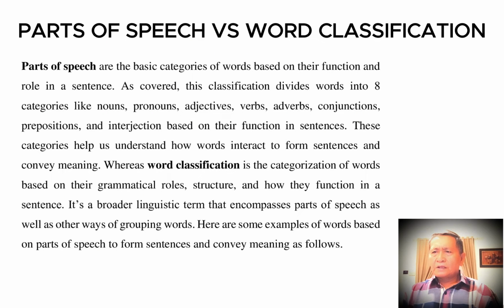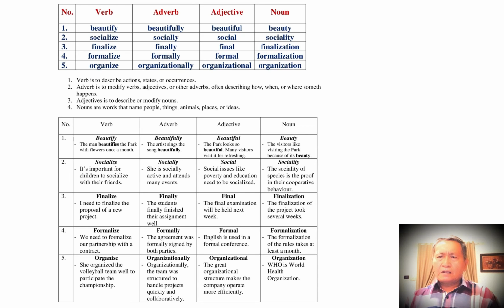Here are some examples of words based on the parts of speech to form sentences and convey meanings. There are 4 categories of words: verb, adverb, adjective, and noun. Beautify is a verb. The adverb of beautify is beautifully. The adjective is beautiful, and the noun is beauty.